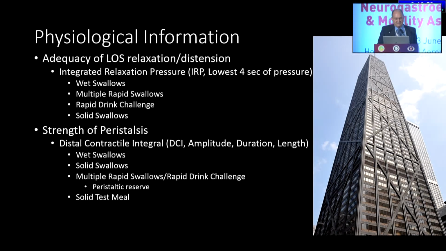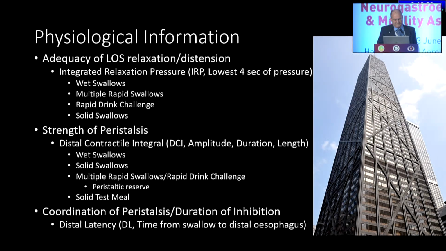We'd like to know about the strength of peristalsis, and this is measured by the distal contractile integral, which really measures the volume under the pressure, time, distance curve. And again, this is measured typically during the wet swallows, but the distal contractile integral can also be used when assessing swallows done in some of the special tests, such as the solid swallows. We use it in the multiple rapid swallows or the solid meal test. But it's the same metric. And finally, we'd like to look at the coordination of peristalsis, although this is probably actually the duration of inhibition of the esophageal body. And this is measured by the distal latency.